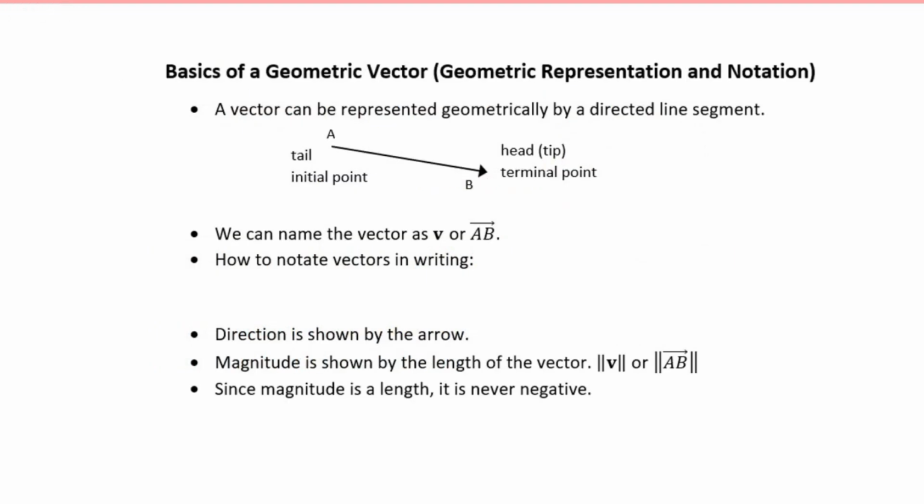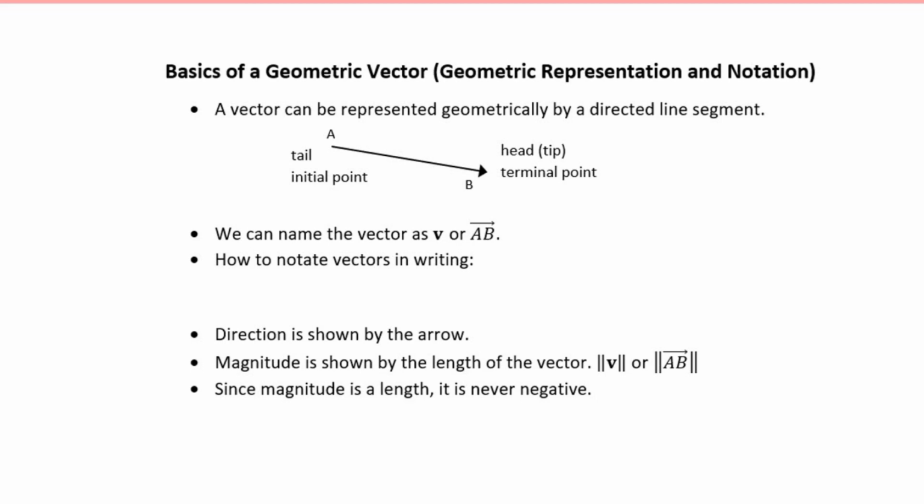Next, we're going to look at some basic information about a vector, the geometric representation and notation. A vector can be represented geometrically by a directed line segment. So we have an initial point and a terminal point. The direction is shown by the arrow. And we name this vector v, or we can name it AB, where A is the initial point, B is the terminal point. Now, when you're typing the notation for a vector, that v is bold.